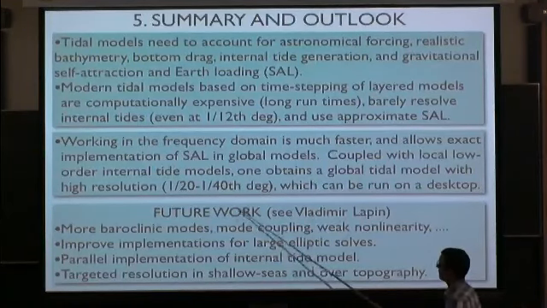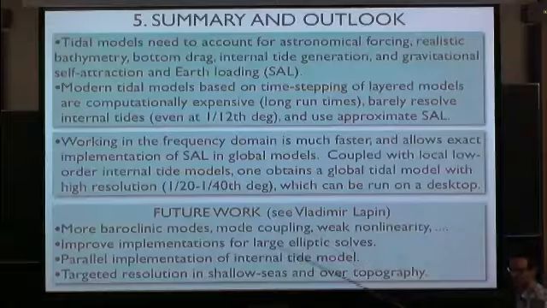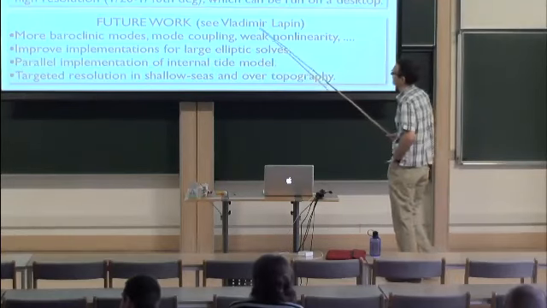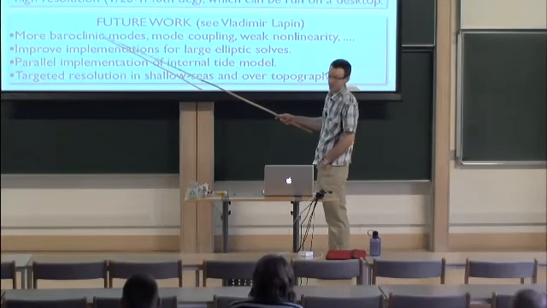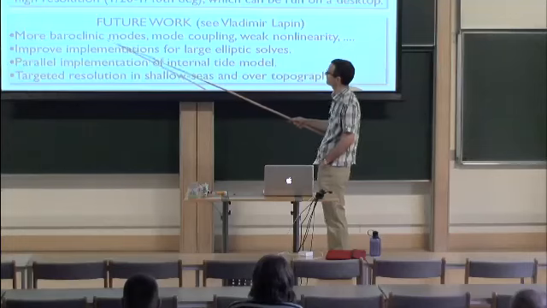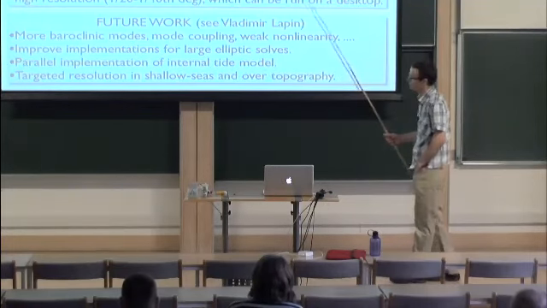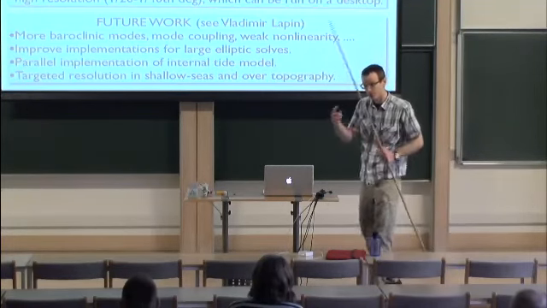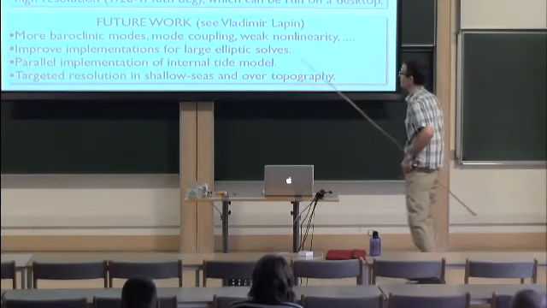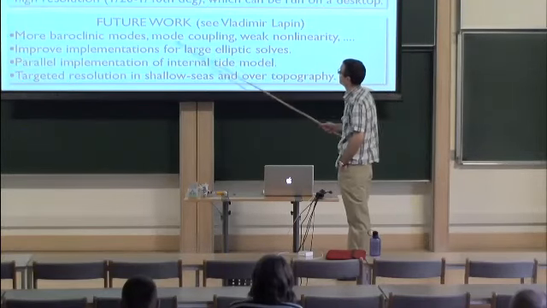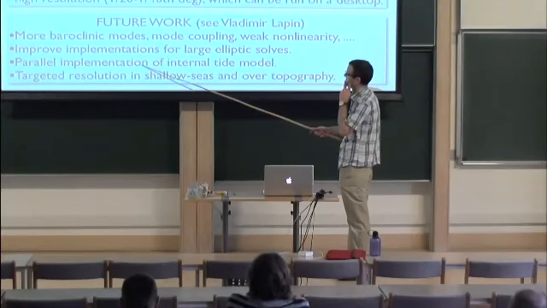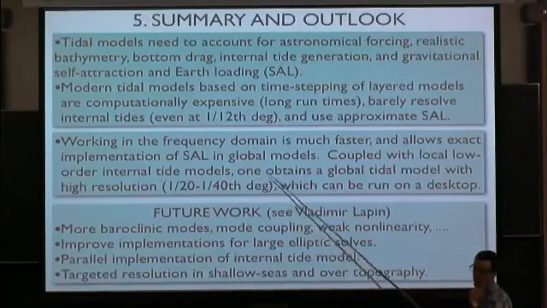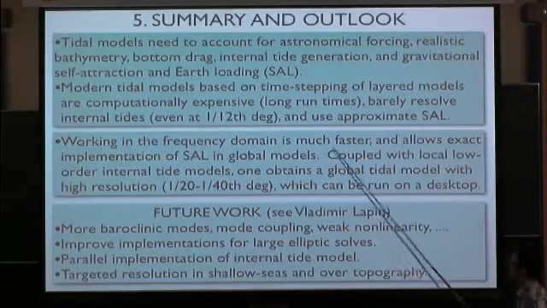Of course, there's a lot more to be done here, and this is being done by Vladimir, who's a postdoc in Leeds, who's sitting in the middle of the room. So this is his list of things to do. Of course, you really need to include more internal wave modes to see more of the internal tide dissipation, coupling between the modes, weak nonlinearity in the equations, which you can account for by building them into the iterations. I'm using pretty simple elliptic solves for all of this, so Vladimir is looking at better implementations of these. He's also going to do a parallel implementation of the internal tide model, which will make this an extremely fast model.